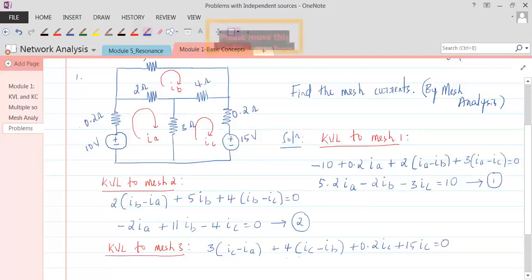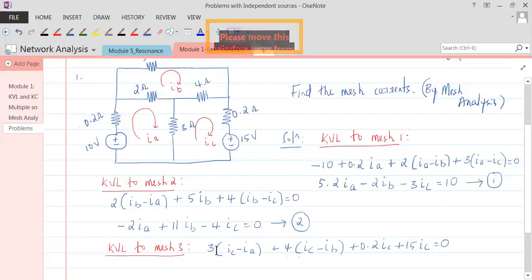I have made a mistake here purposefully. Can anybody tell me what that mistake is? Observe this equation. Here I have made a mistake. What is that mistake? Anybody? 15 into IC, yes, IC. It should only be 15.